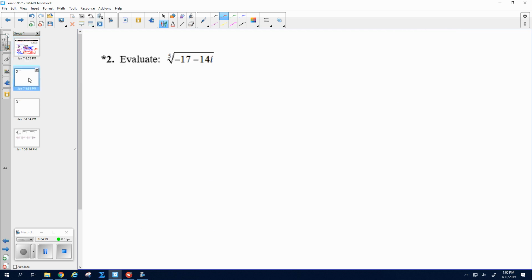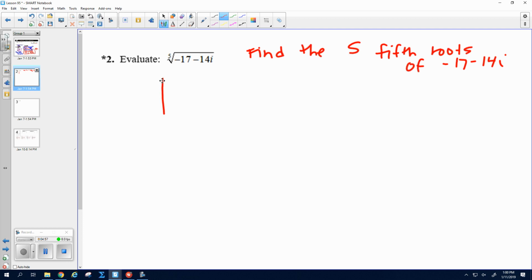So this means the same thing as the sentence, find the, what? 5th roots. Right? So this could be written as find the 5th roots of -17 minus 14i, right? So we're going to do the same thing. We're going to draw a graph first. And so this is the coordinate point -17, -14. So we're down here in quadrant 3. We're going to connect it to the origin, and we're going to connect it to the x-axis.